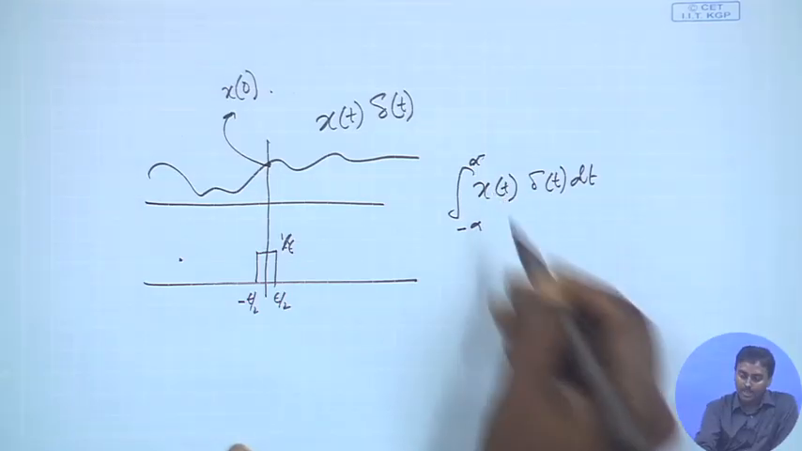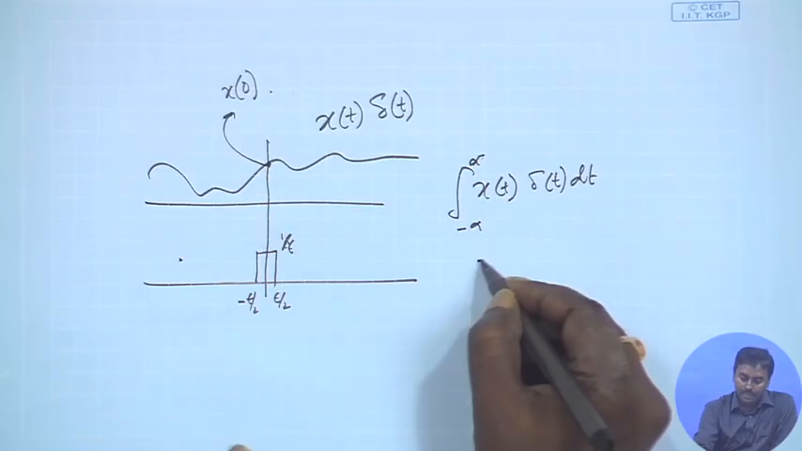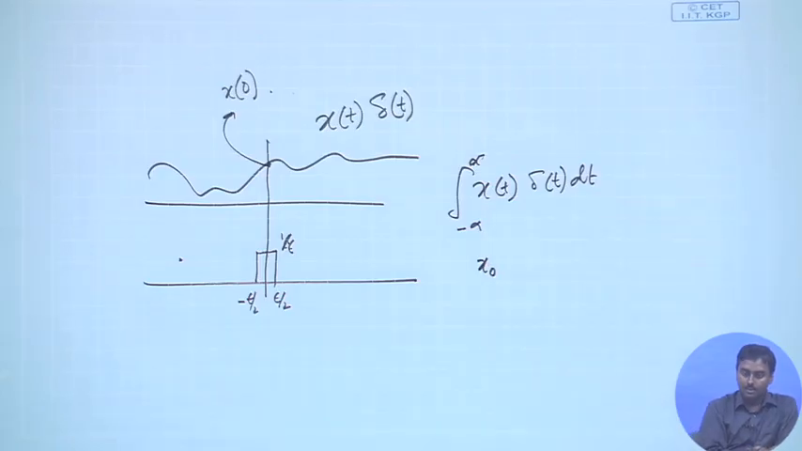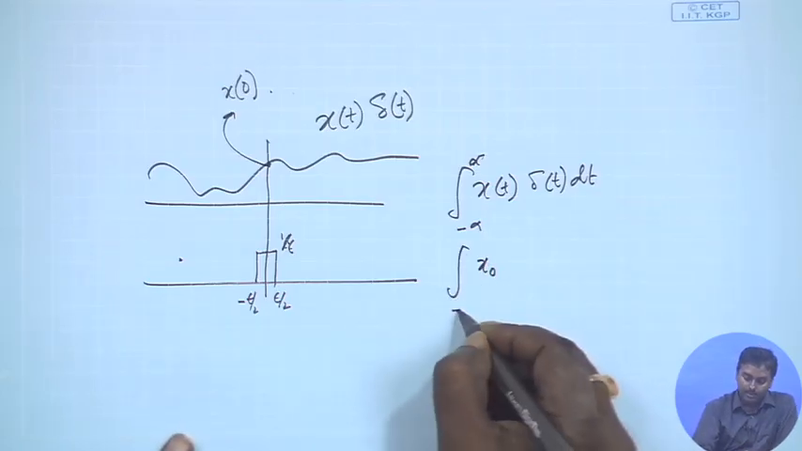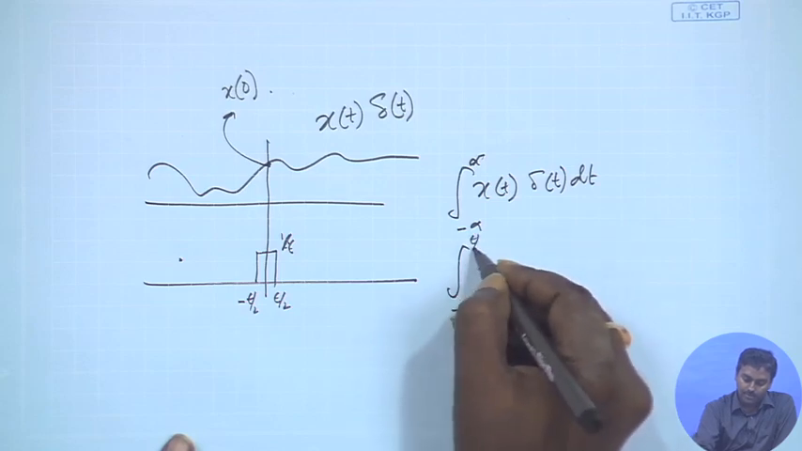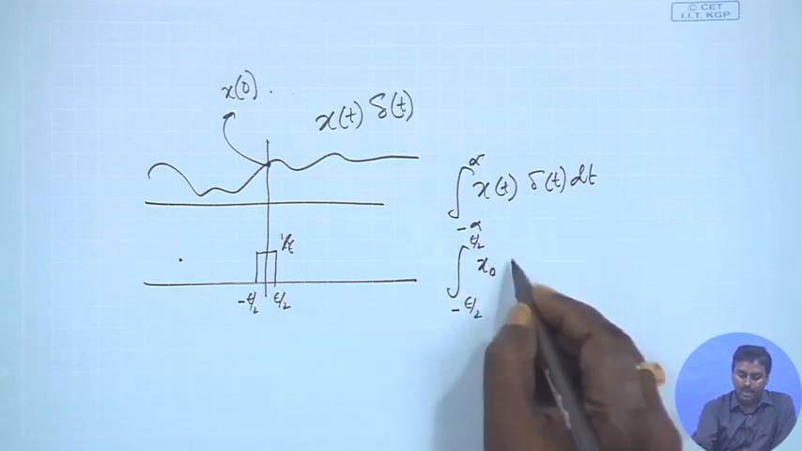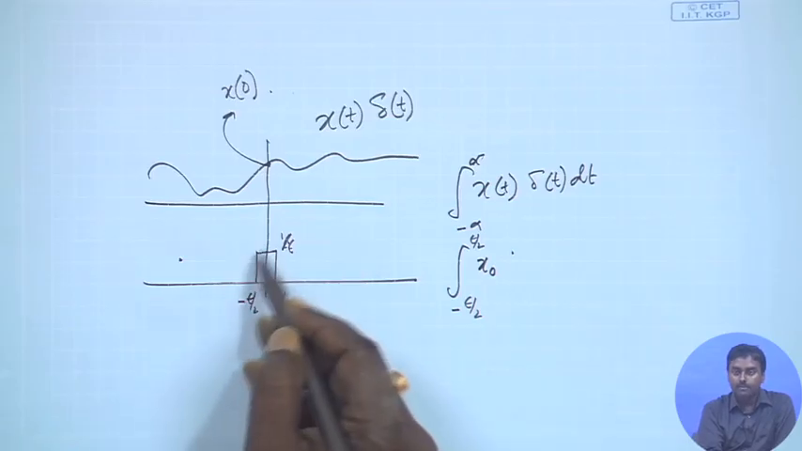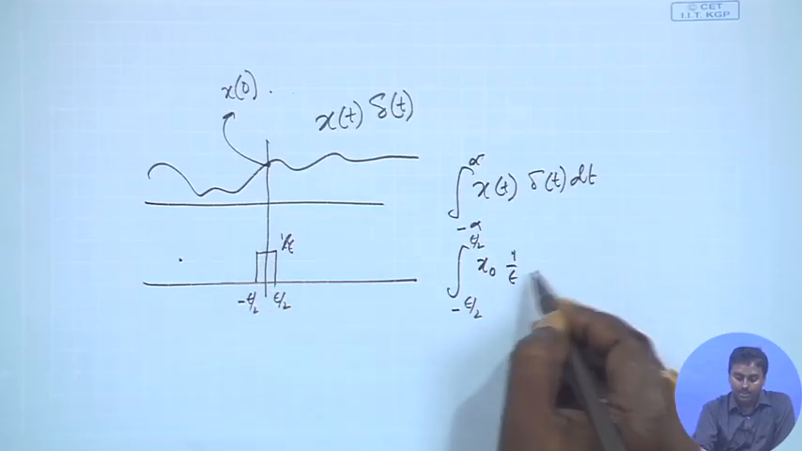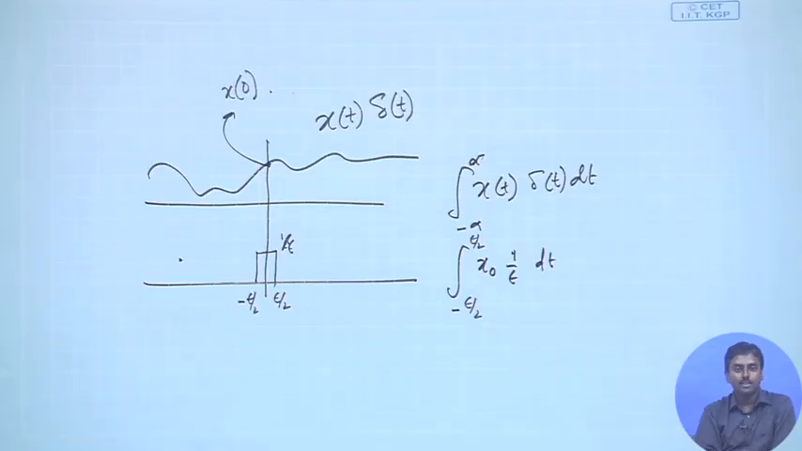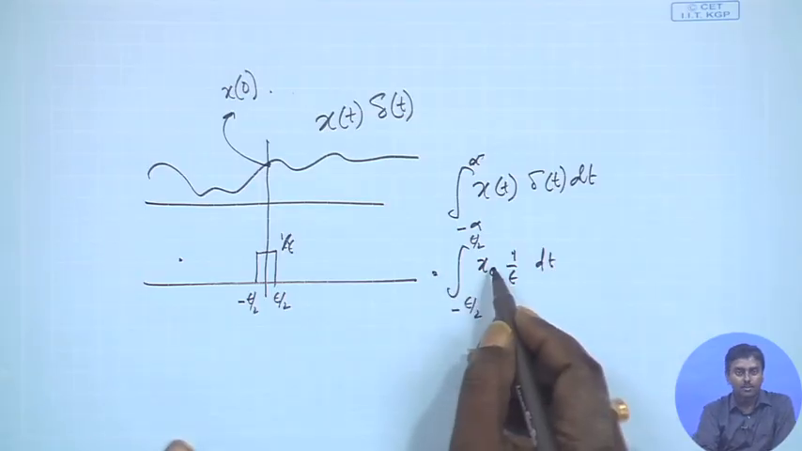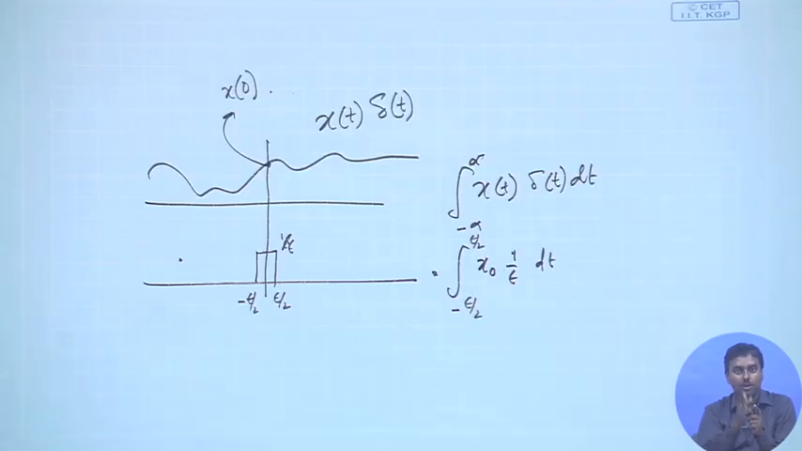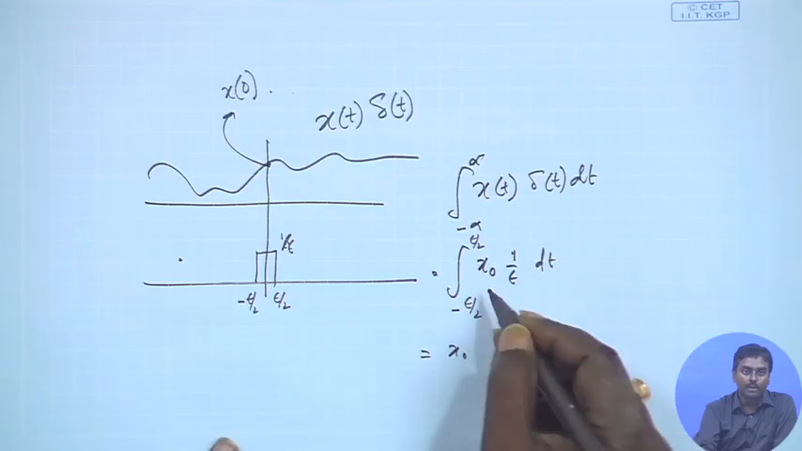So what I can do is write that it will be taking the x0 value everywhere, and this integration has to be done from minus epsilon by 2 to plus epsilon by 2. Within this, what is the value of delta t? That is 1 by epsilon. So this should be the integration. x0 is now a constant, because I have already said that if epsilon is sufficiently small, x t is not varying around that value. So x0 goes out and again I get 1.